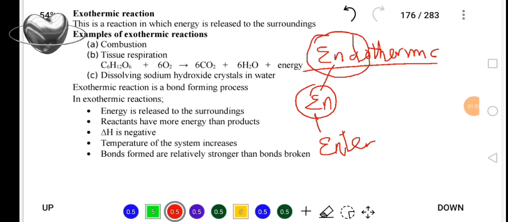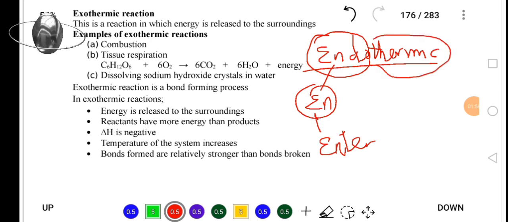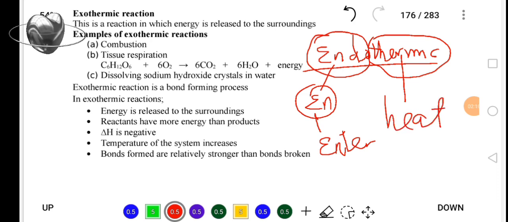Now, what is entering? We have the suffix thermic, which comes from the word thermo, and thermo means heat. From here we conclude that we have heat entering. Now, where is heat going? Heat is going to the reacting system because we are talking about chemical reactions.